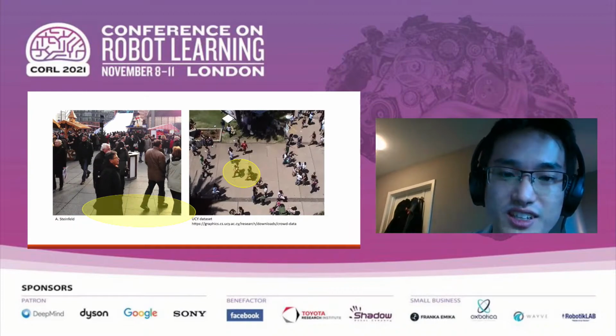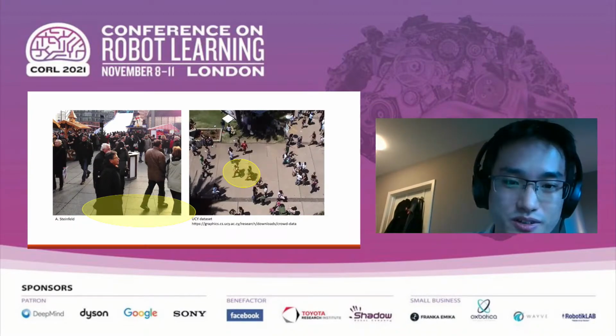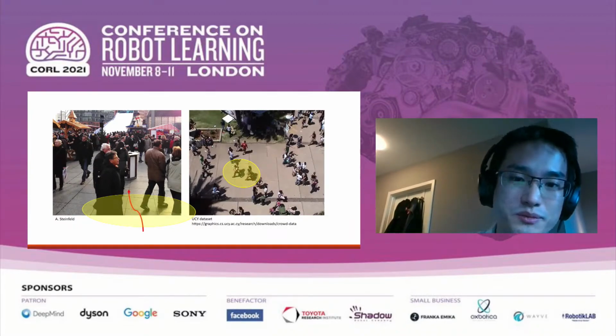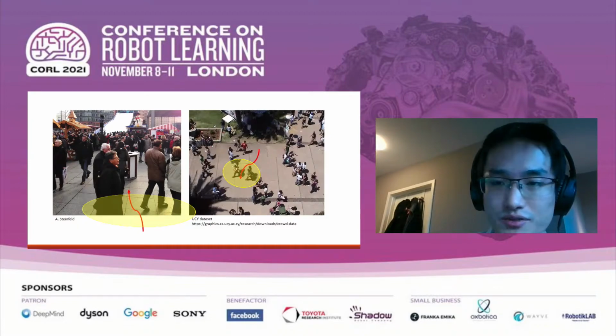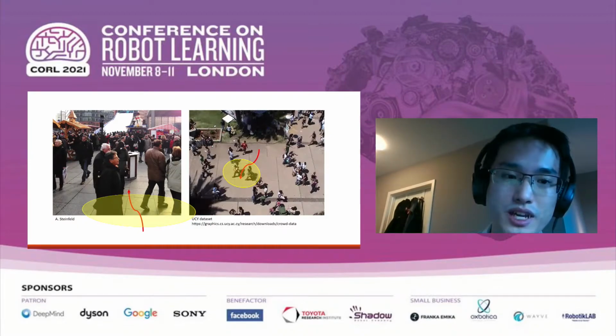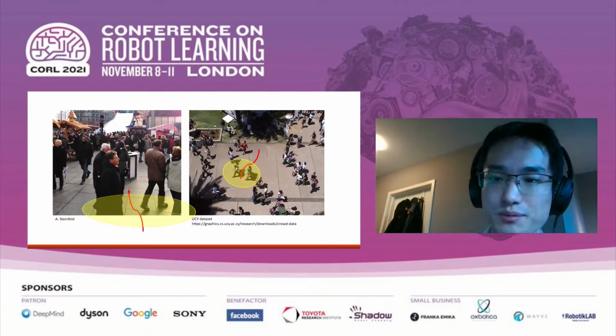But what's more important, it would be very dangerous for a robot to perform actions like this, to cut through the group. By doing so, the robot might risk cutting off the group and bumping into the pedestrians. And we think this behavior is unsafe, and we do not want that to happen.